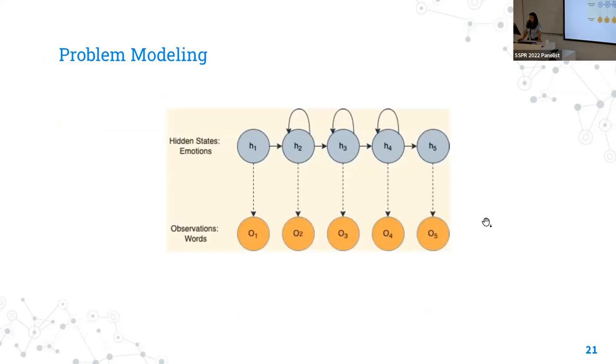So when we look at the problem at a higher level, we are using hidden Markov models to infer hidden states from what we see. What we see are the words used in the reviews, and what we will infer, which are the hidden states, is the emotion behind the word used in the review of the product.